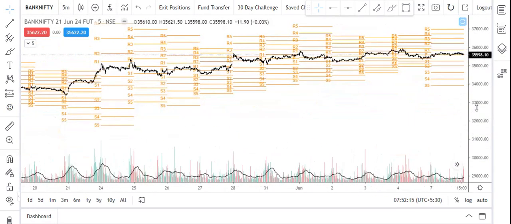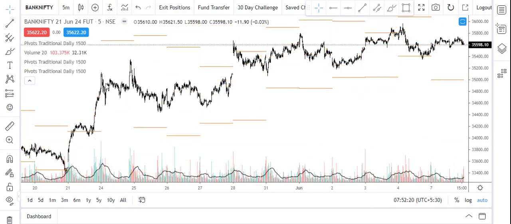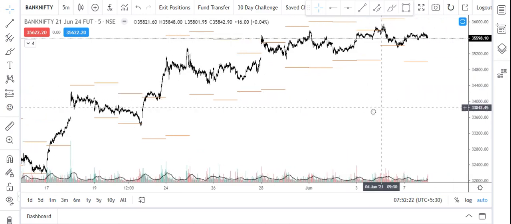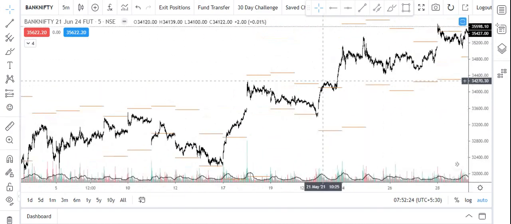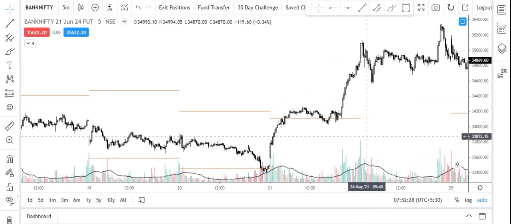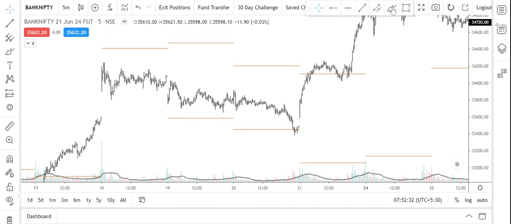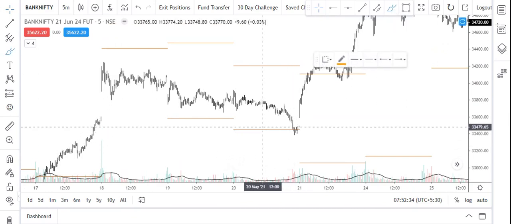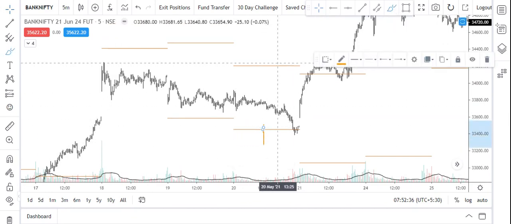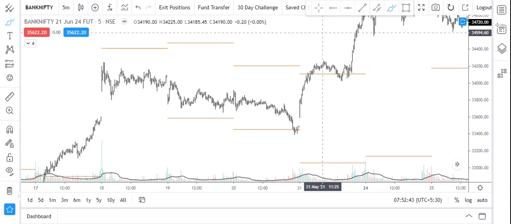So what we have to see is a 5 minute chart of Bank Nifty, and whenever the market gives a breakout above R2 or below S2, those are the days where we are interested as an option buyer. So below this level S2 or above this level R2. Let's check randomly on a few of the days.